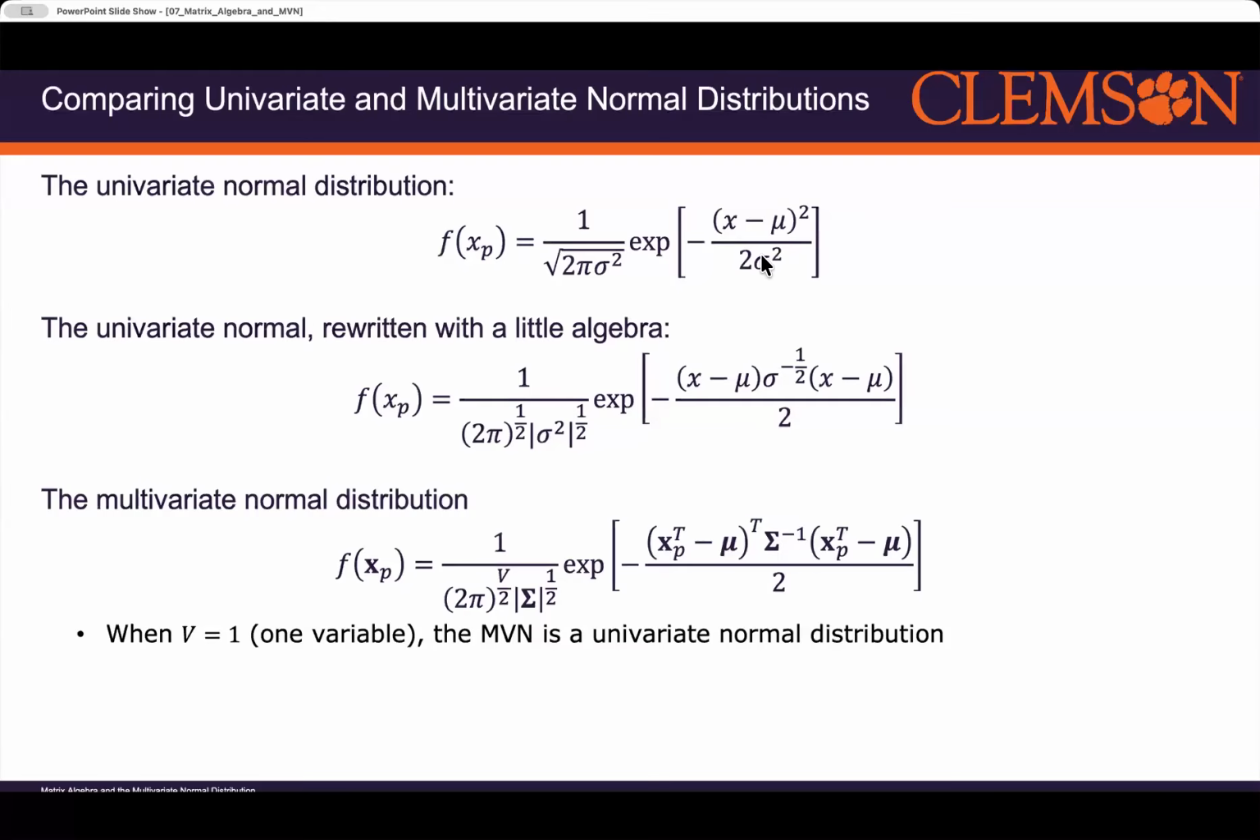X minus its mean squared over 2 sigma squared. We just do a little algebra with it, right? Let's take the normalizing constant. Remember that the square root is really like taking this term and raising it to a power of 1/2. The determinant of a 1-by-1 matrix is just the number. It's a scalar. So I'm going to put in the bars to show that it's the determinant of sigma squared raised to the 1/2 power.